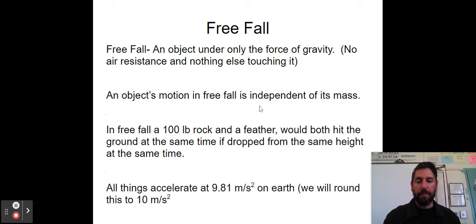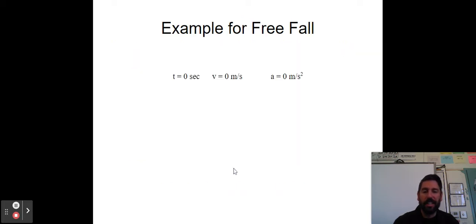So on Earth, gravity accelerates all things at 9.81 meters per second squared. And it accelerates them down at this rate. And we're going to round this to 10 when we do our calculations. So whenever we're doing math, we're just going to round it just to make the math a little bit easier, but no, the actual value is 9.81. So let's take a look at an example.